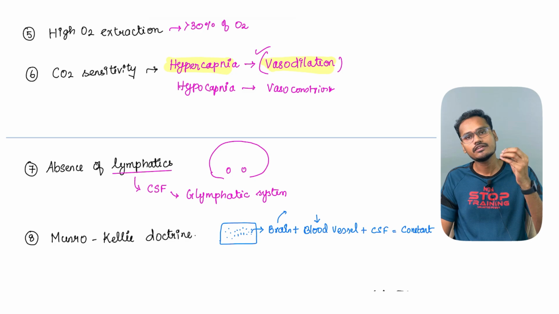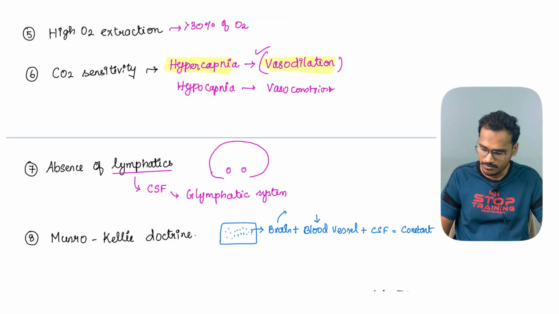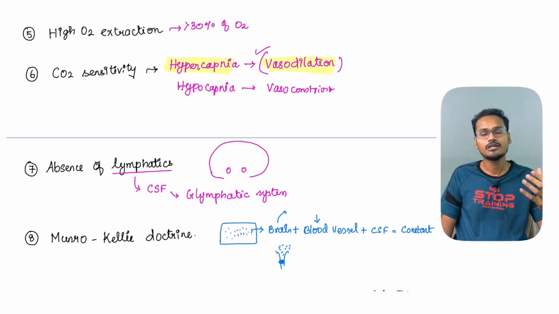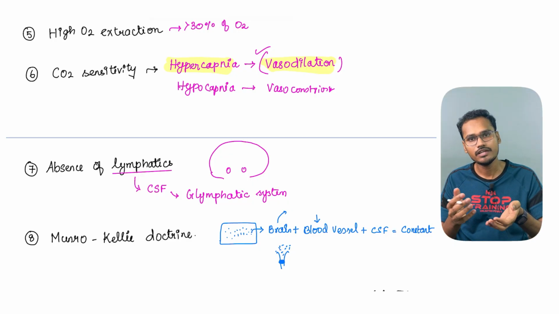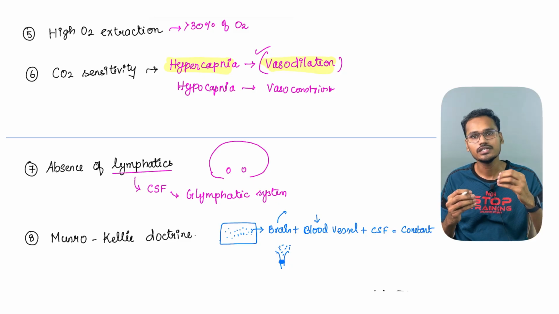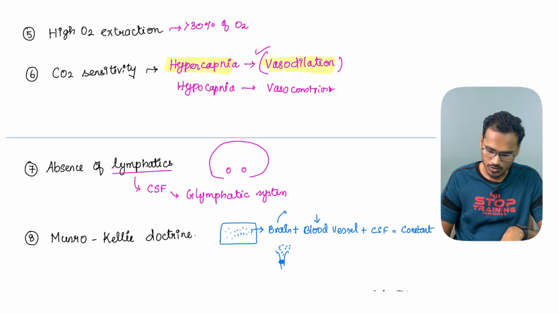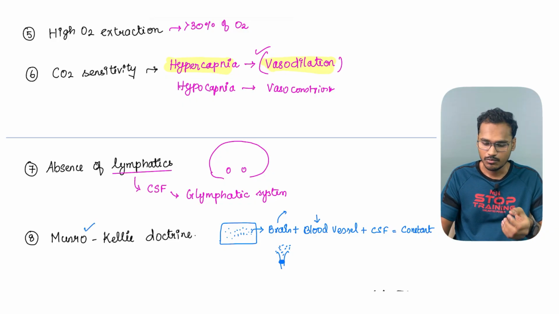In a similar manner, whenever the CSF is increasing, for example, there is an obstruction in the ventricles, because the ventricles are going to drain the CSF, so now the CSF is getting accumulated in the brain. What it is going to do is compress the other. So this specific mechanism in the brain, where an increase in one of the volumes will reduce the other volume, is called the Monro-Kellie doctrine. It is an important principle.